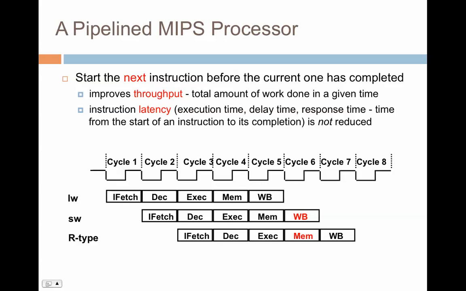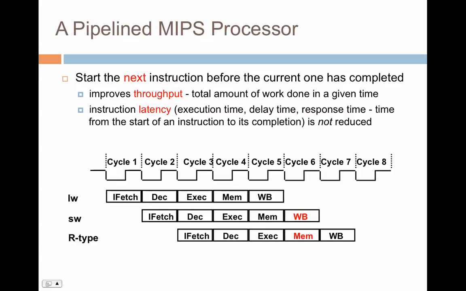So here we see a pipelined MIPS processor. The goal with pipelining is to start the next instruction before the current one has completed. This will improve the throughput, that is the total amount of work done in a given time.